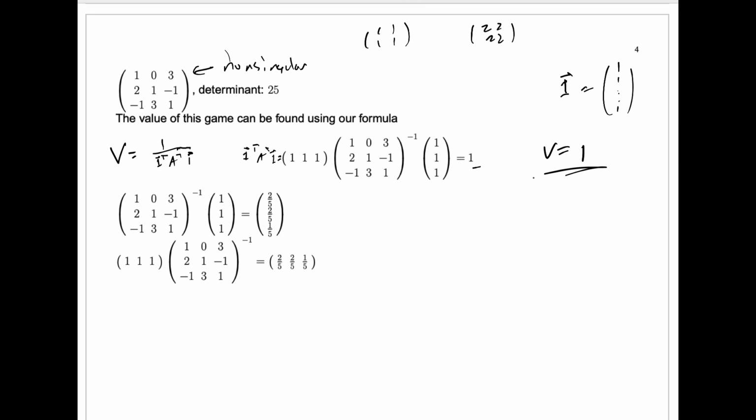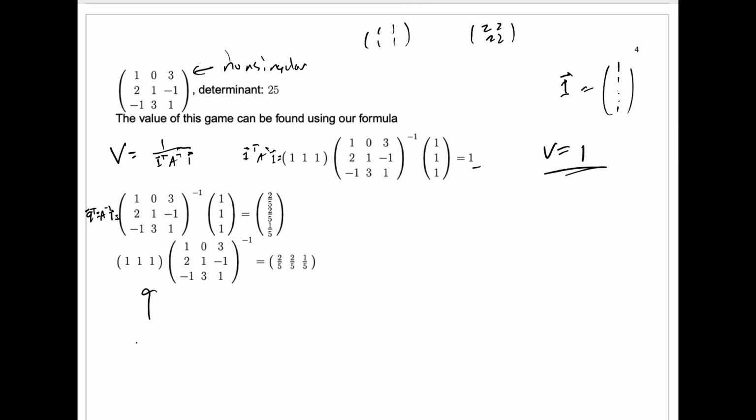The reason we did this, of course, is because we wanted to compute optimal strategies. So how do we compute optimal strategies? Well, Q transpose, this is for player 2. The optimal strategy for player 2, at least as a column vector, can be computed by using A inverse times the vector 1, which is equal to A inverse times 1. And when you do that computation, you get 2/5, 2/5, 1/5.